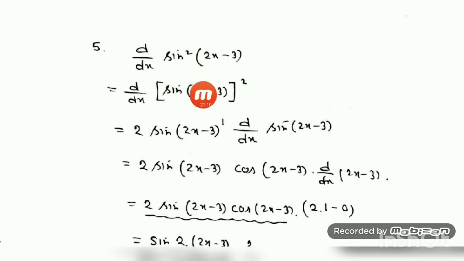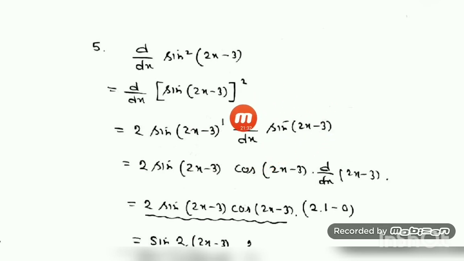Now if I think of this portion as x, the power becomes a constant. So the x to the power n formula. What is the x to the power n formula? n x to the power n − 1. So 2 into this function to the power 2 − 1. Think of this portion as x. That's why I take the derivative of this portion. This is completed.